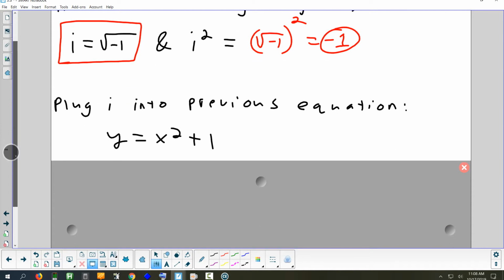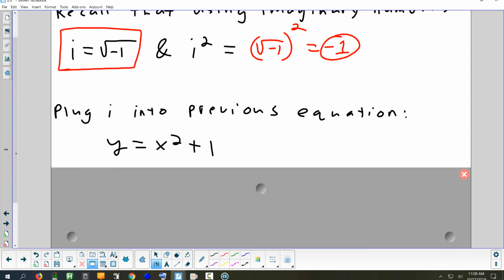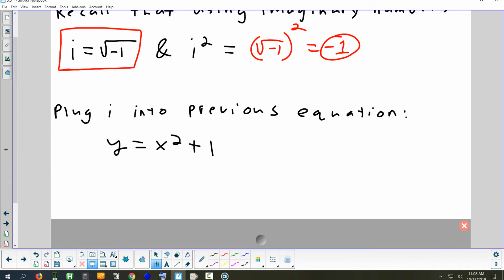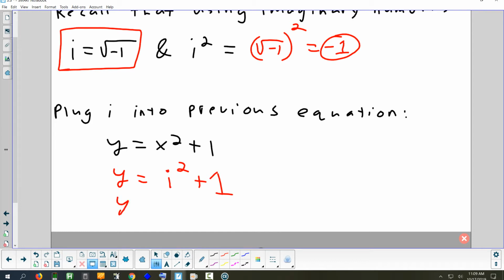So let's take i, plug it into the equation we just had. We kind of already did this, but let's just see what happens. We take i, square it, and add 1. What did we just say i squared was? Yeah, -1. And what's -1 plus 1?